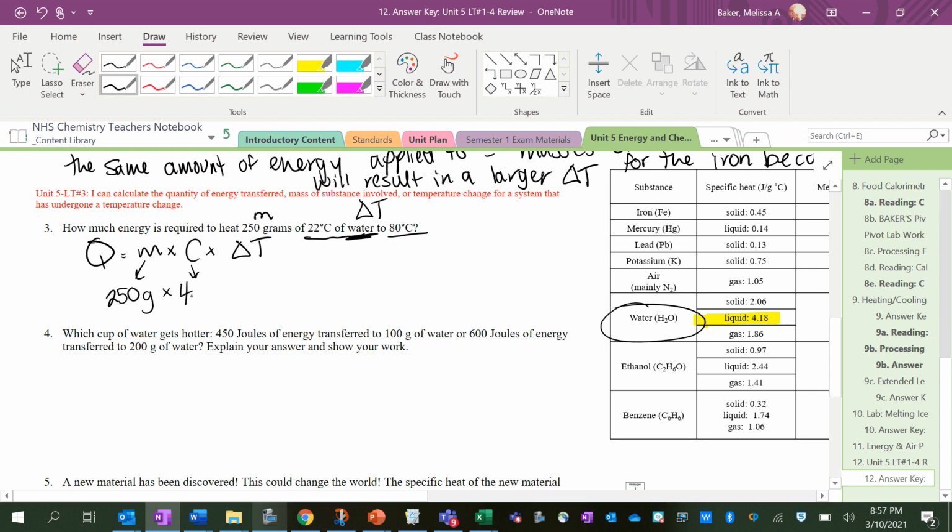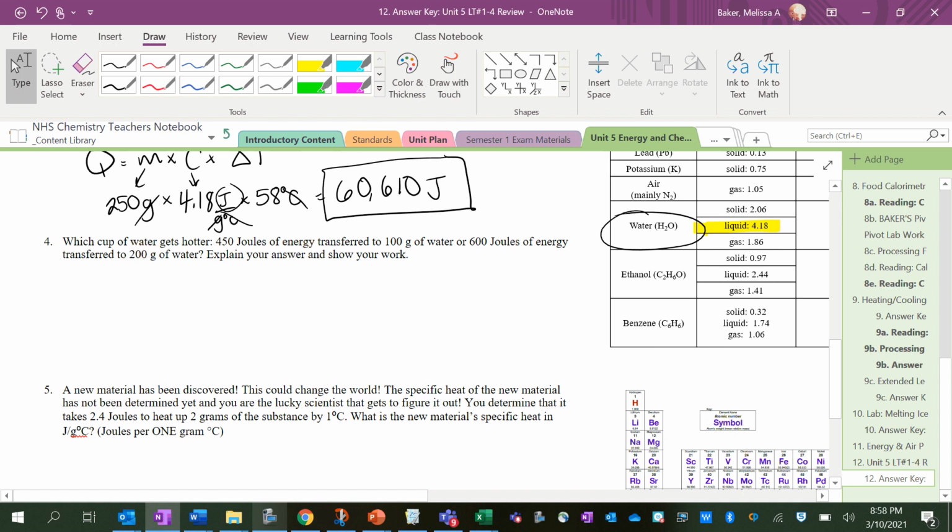4.18 times, and then the temperature difference here, 22 up to 80. 80 minus 22 is 58 degrees Celsius. So 58 times 4.18 times 250. That's 60,610 joules. And just to show cancellation of units, grams cancels out, Celsius cancels out, so we're left with joules.